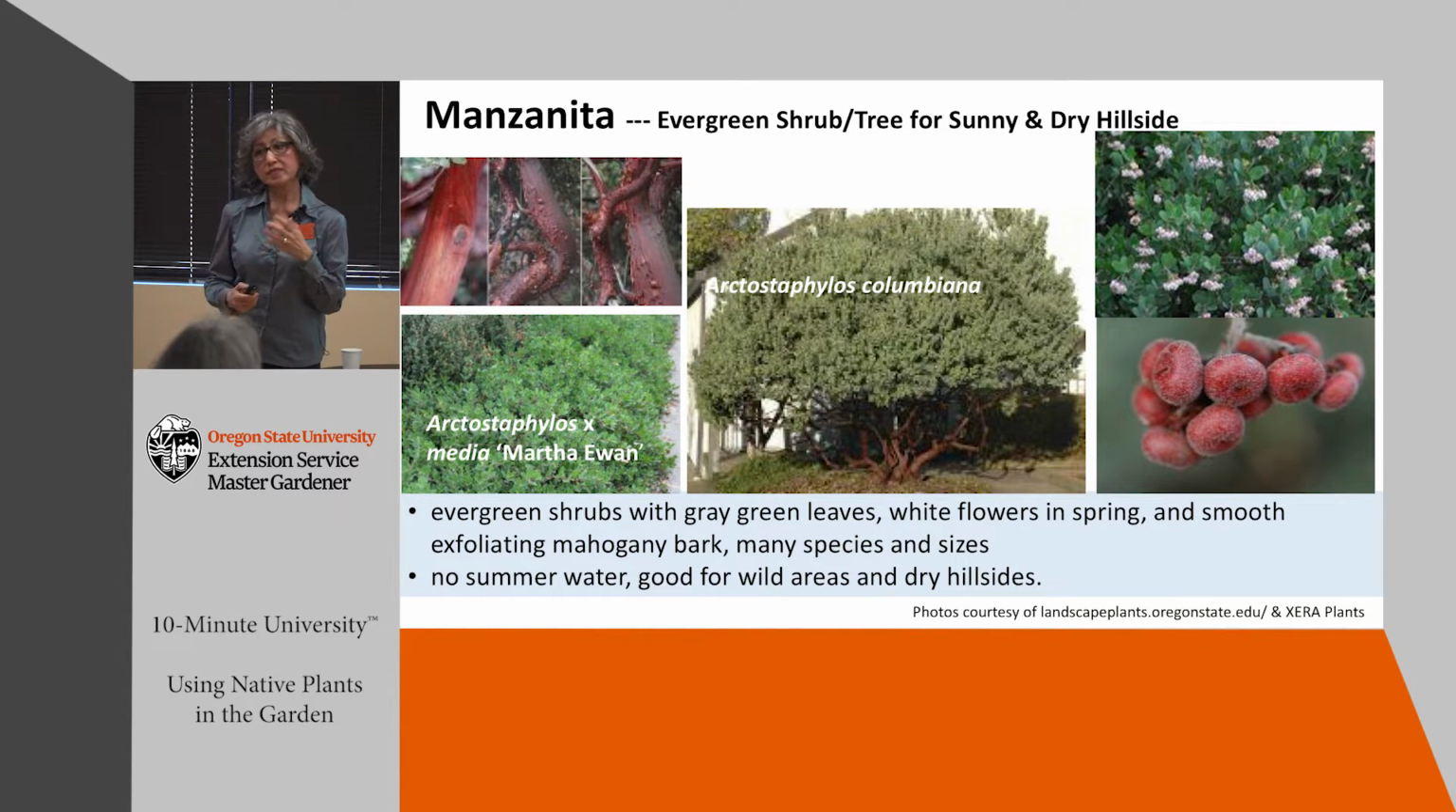Manzanita, this is a plant not many people use, and it should be used more. The best use is a dry hillside, not watered in the summer. If you have a place that has full sun, poor, lean soil, no water, no irrigation in the summer, this is the plant for you. This is Arctostaphylos, a genus that has a lot of species. I showed a couple of native forms here, columbiana and media.